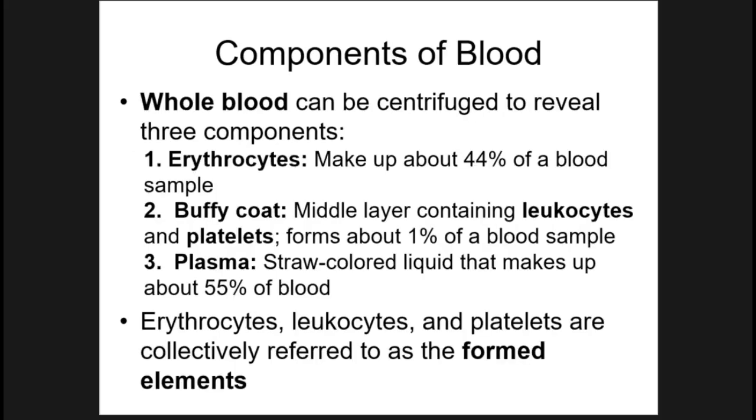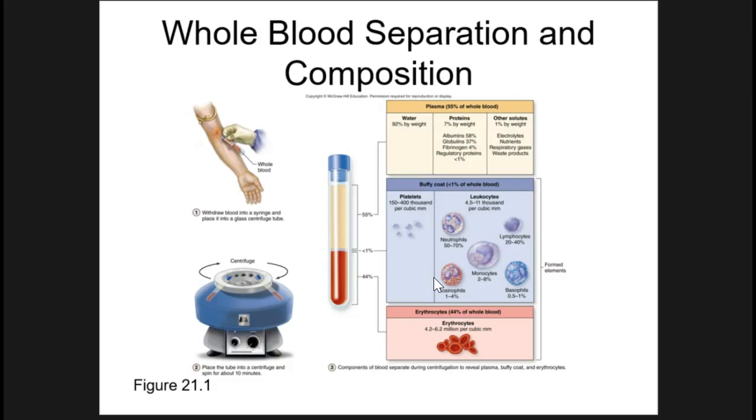So whole blood is made of red blood cells, white blood cells known as leukocytes, and those are going to be found in a place called the Buffy coat. Platelets, also formed elements, and then the fluid known as plasma. So if you take a sample of your blood, you put it in a test tube such as this, and then you centrifuge it, the heavier portions are going to fall towards the bottom of the tube, and the lighter portions are going to stay at the top of the tube. And this is known as the hematocrit.